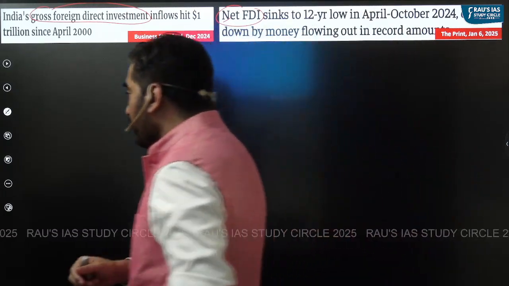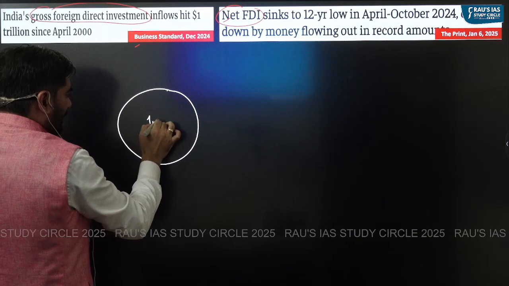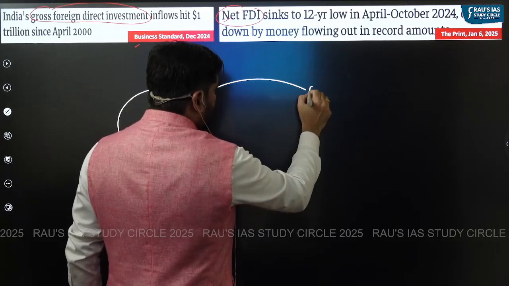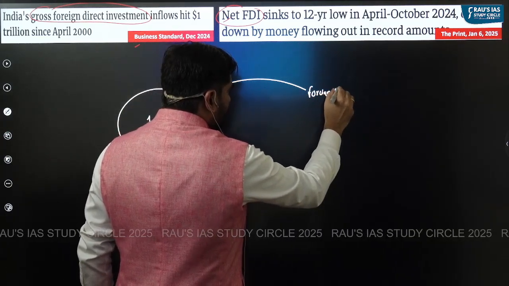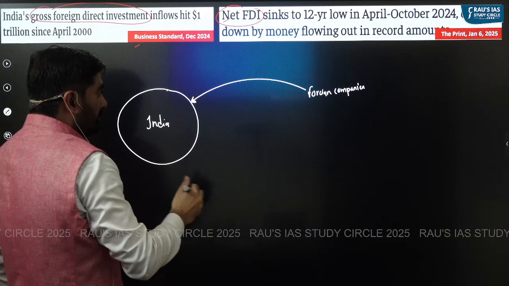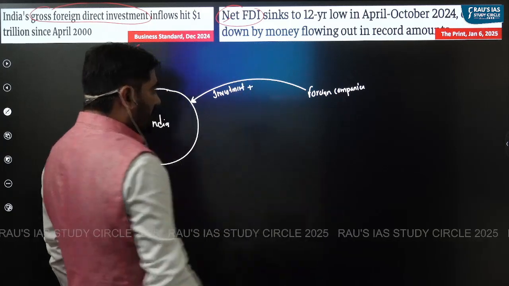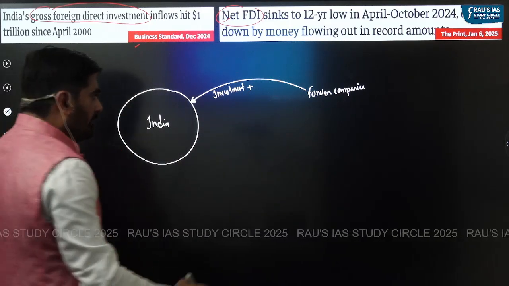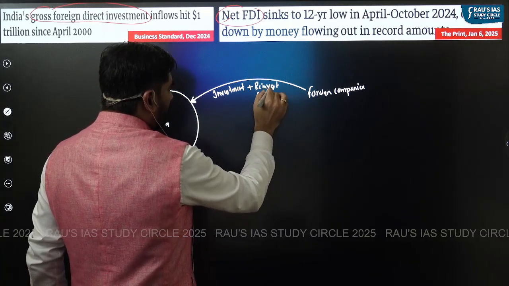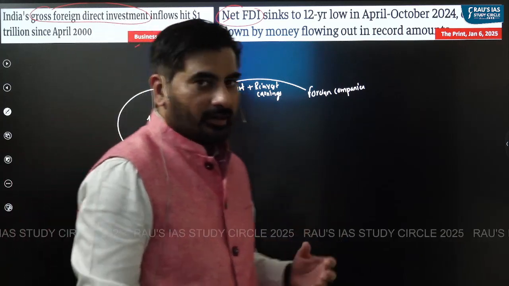So let's understand what gross FDI is. Let's say this is India. Within India, let's say there is a foreign company. Foreign companies are making investment in India in the form of FDI. Apart from making investment in India, they can also reinvest their earnings. What are these reinvested earnings?